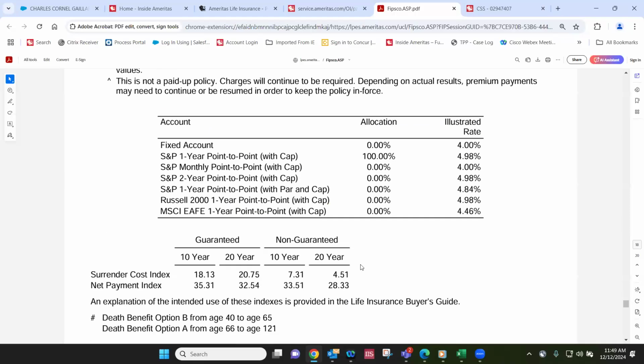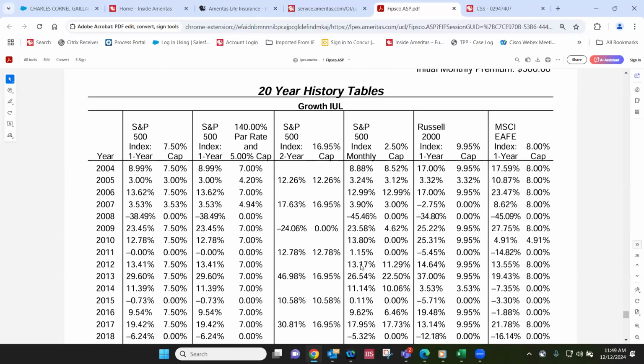And then again, if you want to compare it to anything, I highly recommend utilizing this 20-year history table because it's historical for a reason. It tells you what the different indices returned, and then it also gives you a column that shows you if our current cap rate would have been applied.